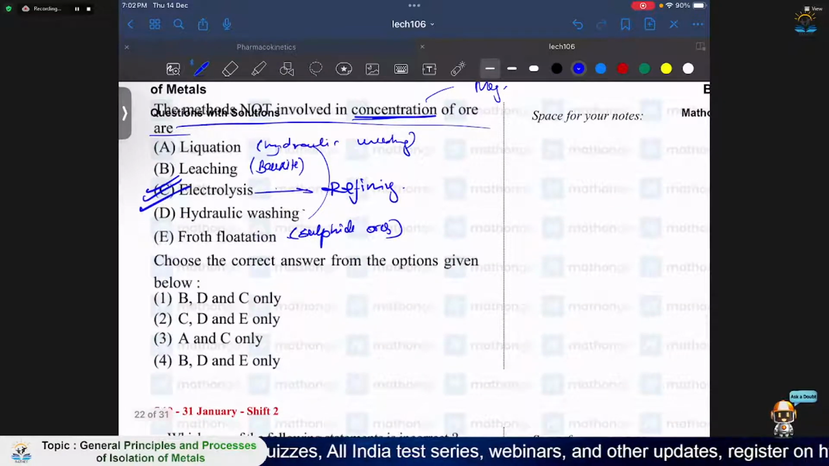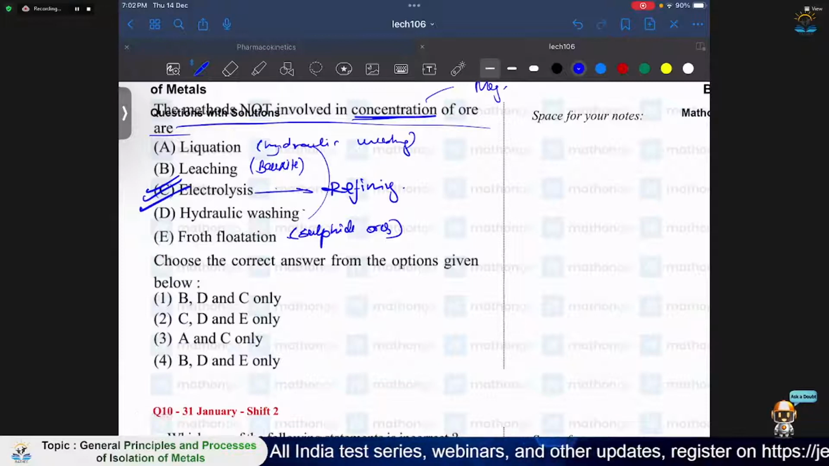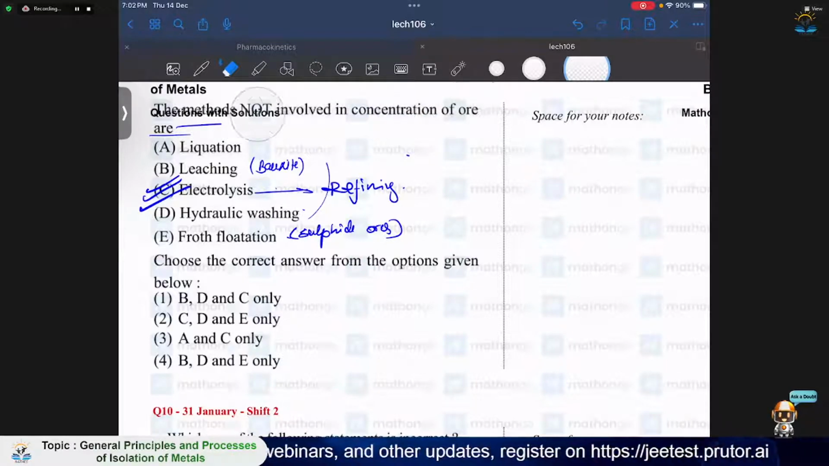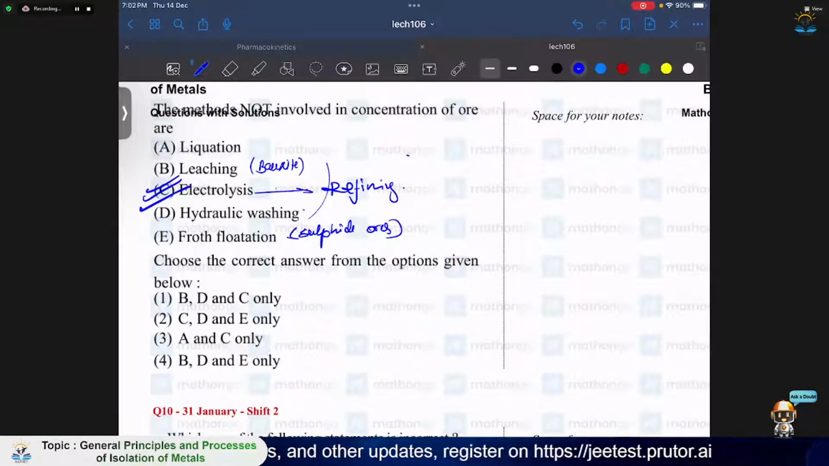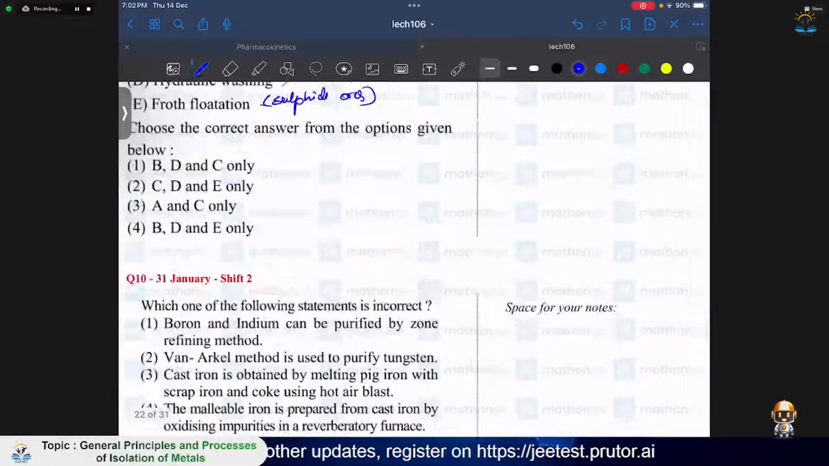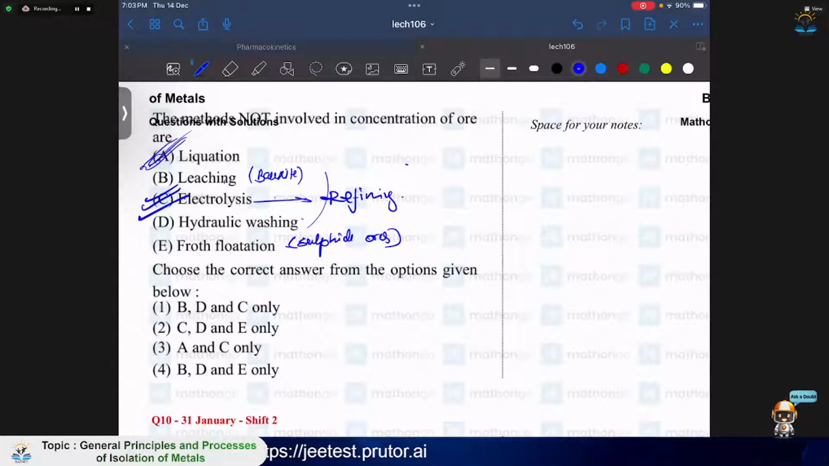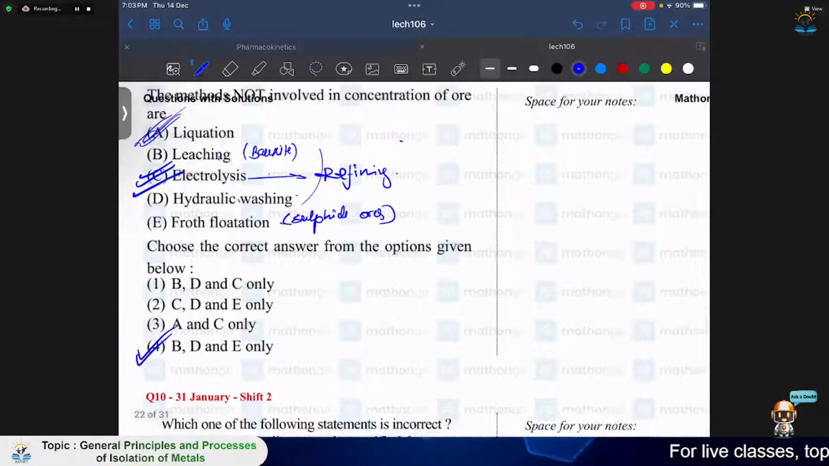So the correct option is AB. Oh, so they have removed liquefaction. See, if you get a dilemma like this, just select the most correct, appropriate option. Here, according to them, they have removed liquefaction, so they have only added leaching, hydraulic washing, and froth flotation. So the answer is B, D, and E. So answer in the most appropriate terms.